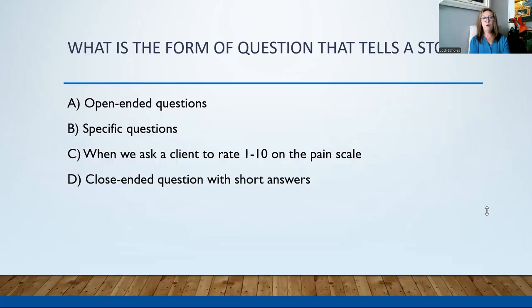What is the form of question that tells a story? A, open-ended questions. B, specific questions. C, when we ask a client to rate 1 to 10 on the pain scale. D, closed-ended question with a short answer. Let's get rid of one wrong answer.